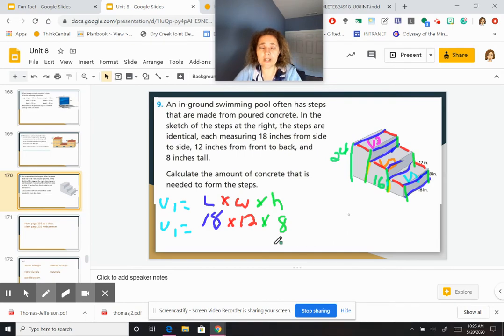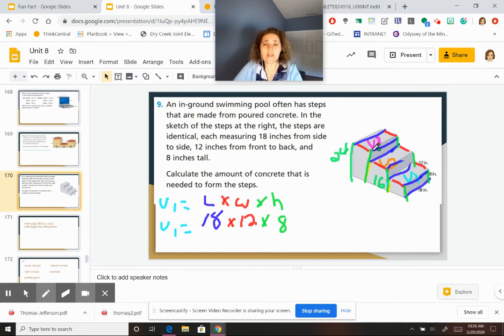Okay, if you said the lengths are always going to be 18 on every one of these, you are right. It's 18 there, and this one, it's also 18 here, and it's also 18 here. So when I do this, my length is going to stay the same. What else is staying the same? If you said the width, you are right. They're all 12 inches wide. So these two numbers are staying the same on all three of my shapes.